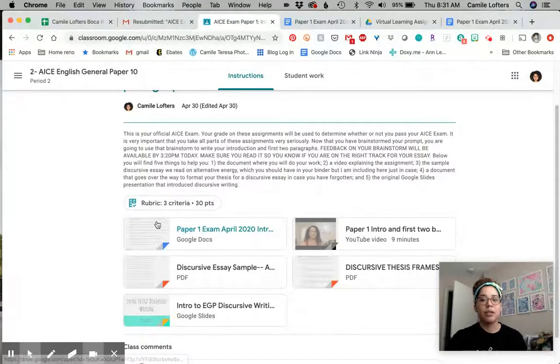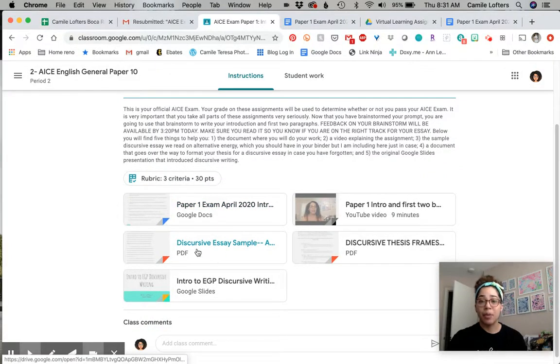Okay, there's a discursive essay sample that you should have in your binder, but it's the one on alternative energy. And there's this other document called Discursive Thesis Frames, which tells you how to write specifically a discursive thesis and the different ways that you can word it. There's also this document that gives you an intro to discursive writing. So these three things, if I wrote the feedback on your document that said, review discursive format, these are the things that you need to look at.